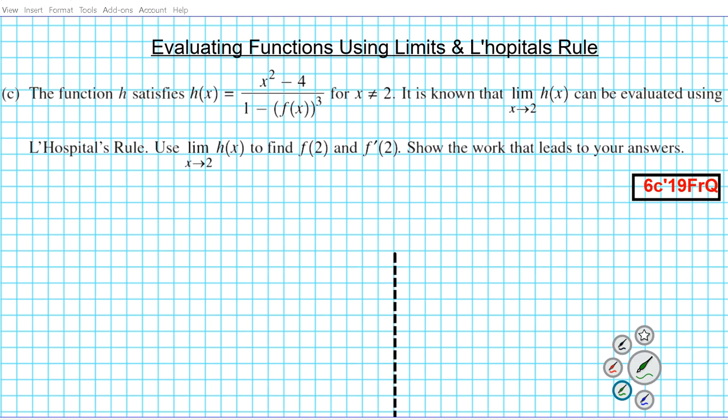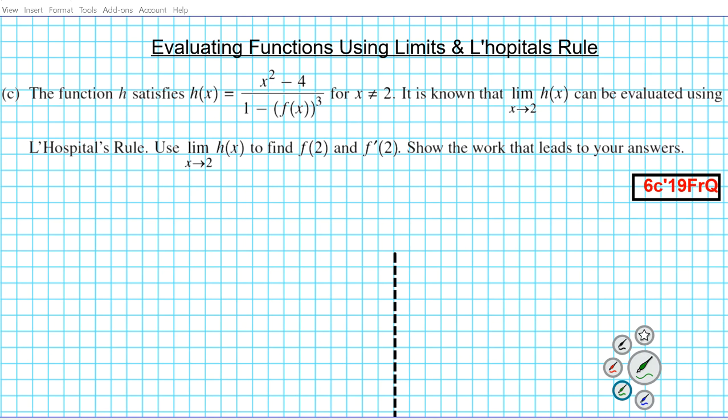Alrighty, let's take a look at question number 6C. In question 6C, we're going to be evaluating functions and finding the slope of a tangent line using limits and L'Hopital's rule. Okay, so question 6C reads, the function h satisfies h of x equals the quantity x squared minus 4 over 1 minus f of x to the third for x not equal to 2.